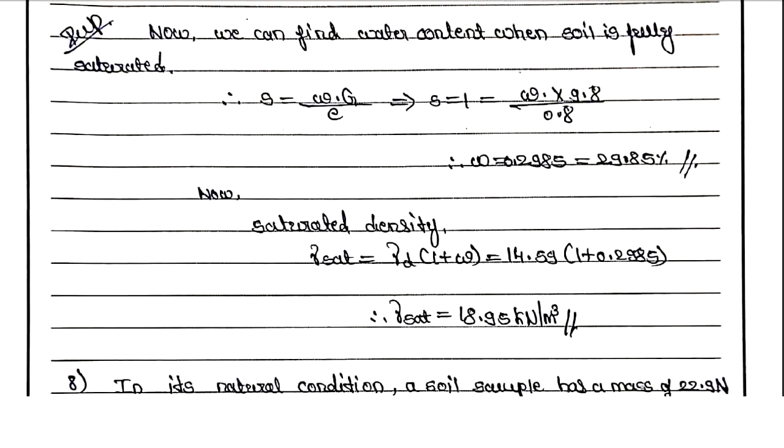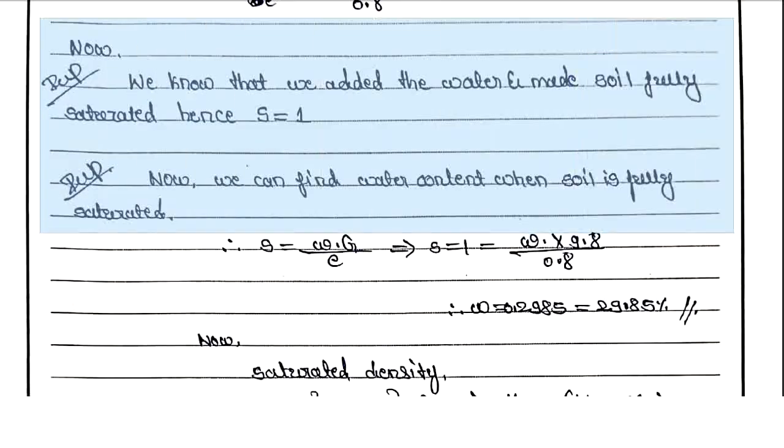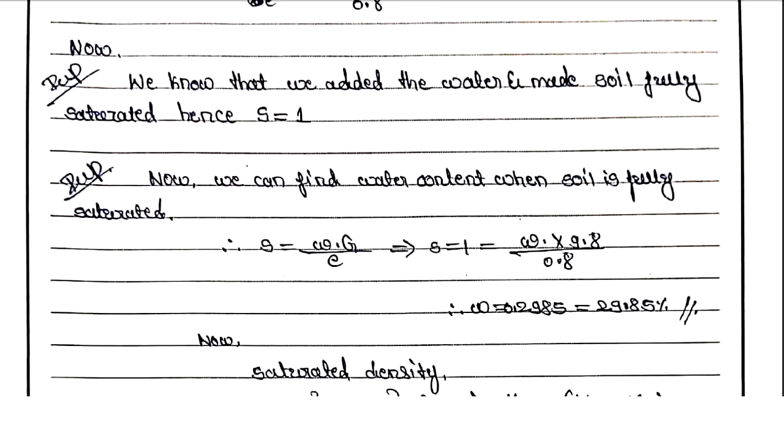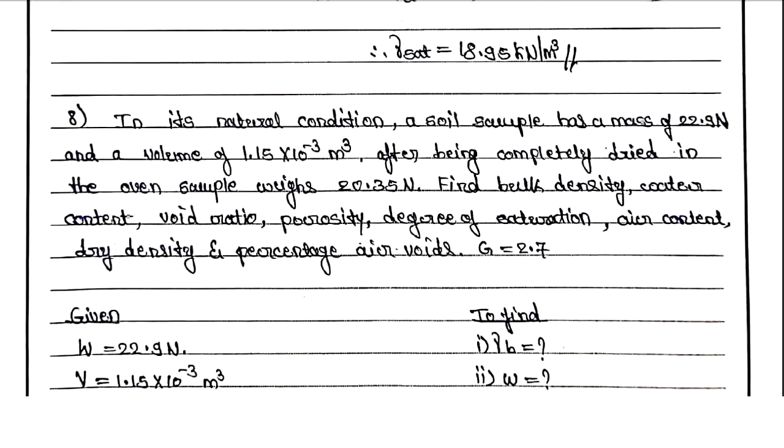Okay, now I need to find out the saturated density. If I want to find out saturated density, I have this relation: gamma saturated is equal to gamma D into 1 plus water content. By using this particular relation, I can find out the saturated unit weight. So these are the two quantities which they have asked in the problem in the second case. But you have to remember there is a trick: you have to substitute S is equal to 1, as they have given that the soil is completely saturated. Okay, next we'll move to the next problem.